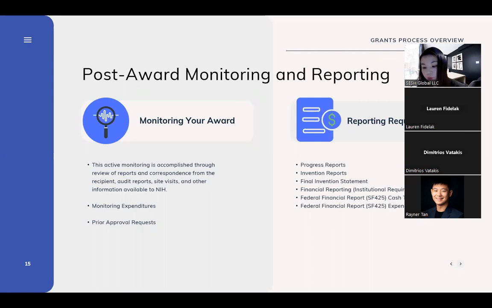And these reports would include the progress reports, which include accomplishments towards the goal of the project, plans for the next year, the manuscripts and the publications you have produced, challenges in the projects you have met, and the methods you plan to resolve them. And also the invention reports, financial reports, especially the federal financial report, cash transaction reports, and the federal financial report expenditure data report.